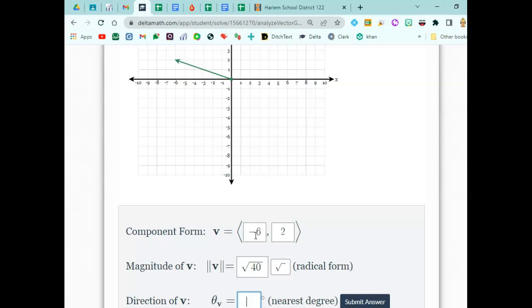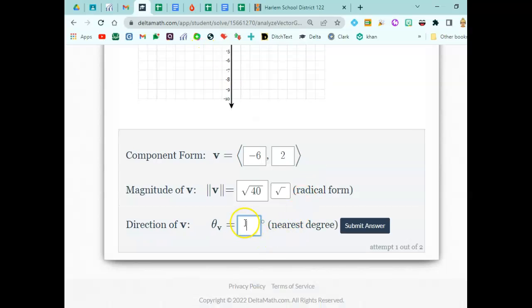Should be -18.4. Okay. Now, -18 degrees would wind us in quadrant 4. We would need to add 180 to put in this quadrant. So can you add 180 to that real quick? So 162, because it says nearest degree.